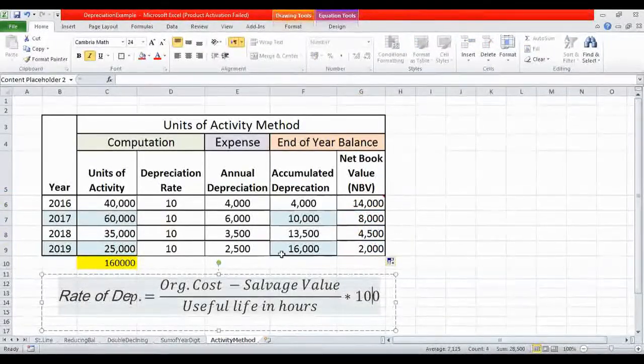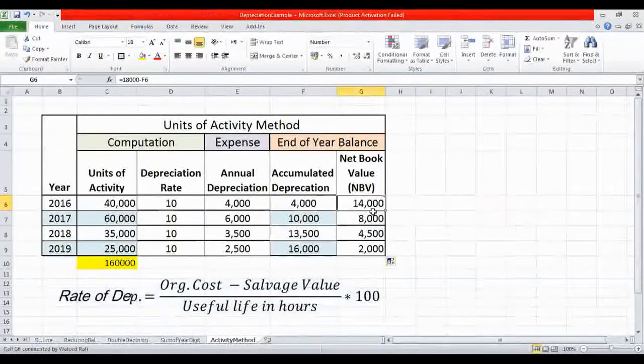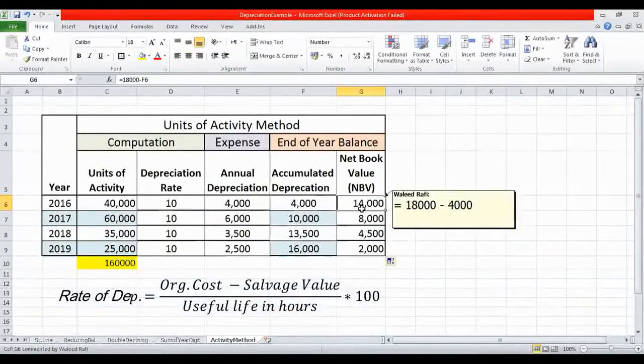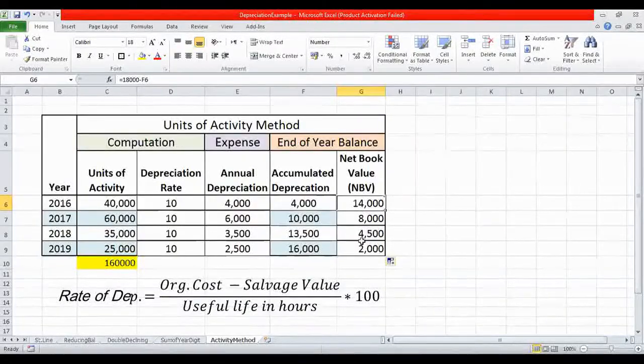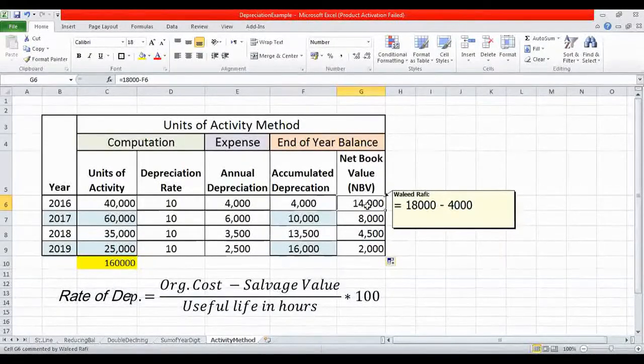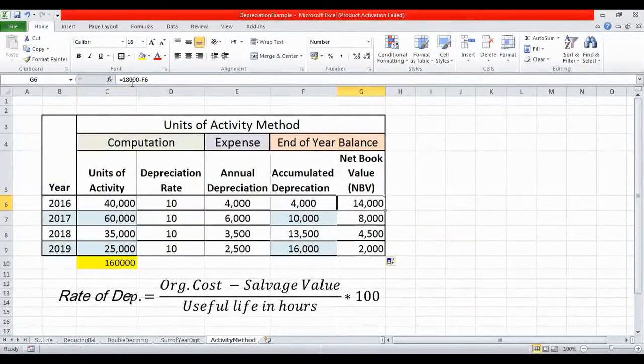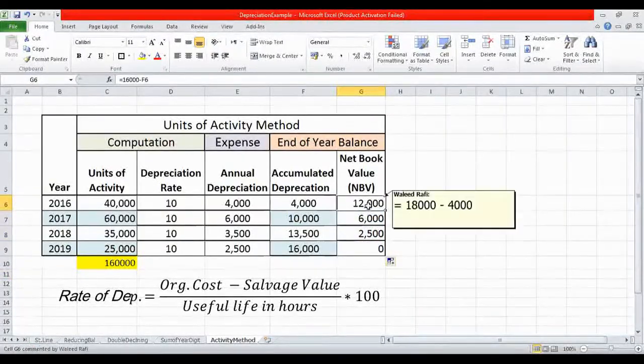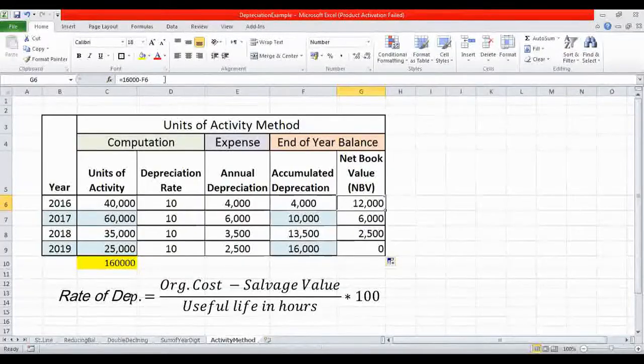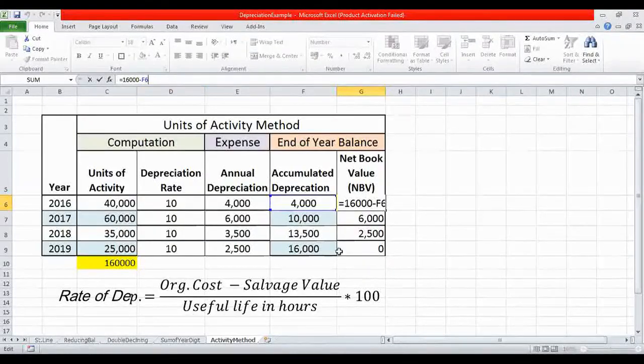So you can see at the end of this useful life, because we started calculating it with 18,000, we are getting 2,000 at the end. If we start it over here with 16,000, you will get 0 over here. Let's try to do with 16,000. So if we drag it over here, 0. So it depends upon you that you want to start in the formula bar in top. You can see that if we start with 16,000 for this method, at the end we will get 0.